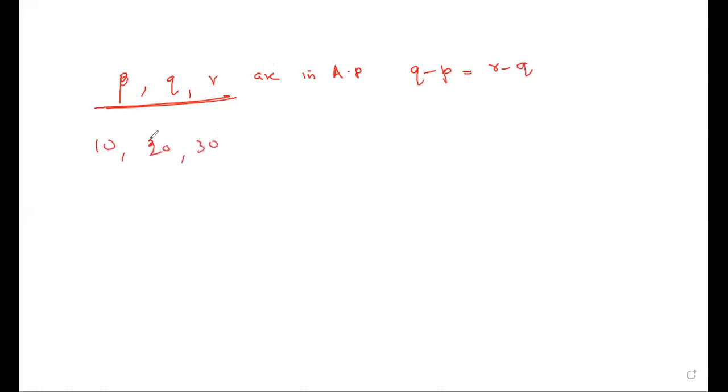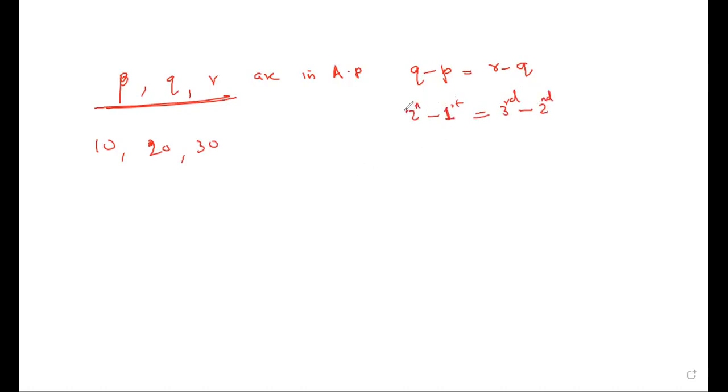Once again, when do you say P, Q, and R are in AP? When Q minus P is equal to R minus Q. When do you say 10, 20, 30 are in AP? 20 minus 10 is equal to 30 minus 20. So they are in AP, right? Yes, sir. Whenever we want to prove three numbers are in AP, show that second term minus first term is same as third term minus second term.